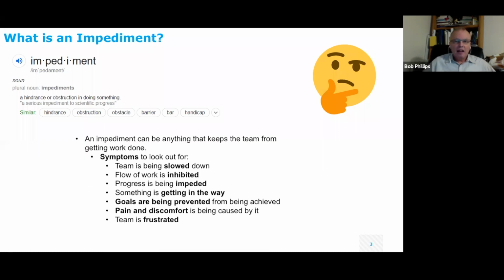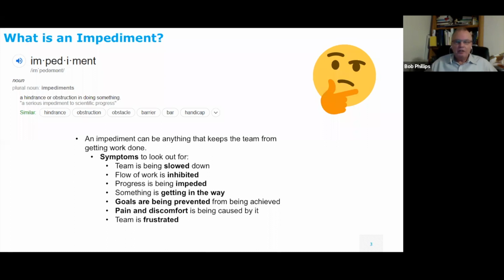Some things you could be looking out for when you're working on a team is that your team might be getting slower. Things might have been going really smoothly, and you might notice that your meetings are taking a little bit longer. That's one of your first clues. You also might notice, if you're following Scrum, that work isn't flowing like it was. Something's slowing you down, something's inhibiting it, and progress isn't being moved forward. It could be because something's getting in the way.